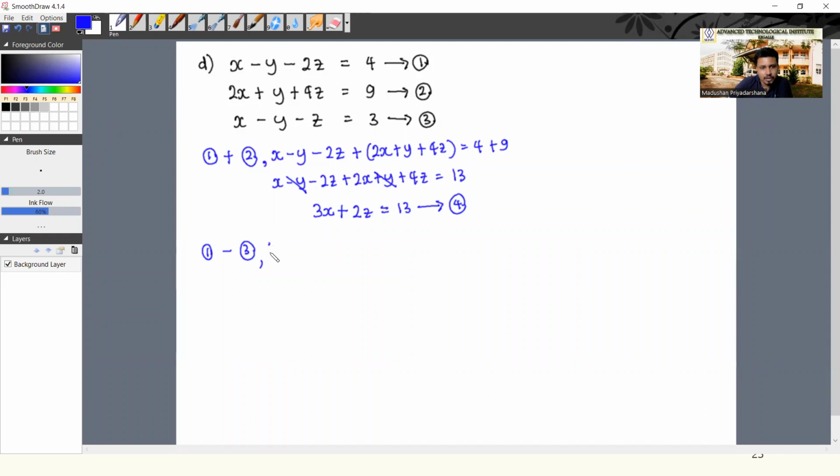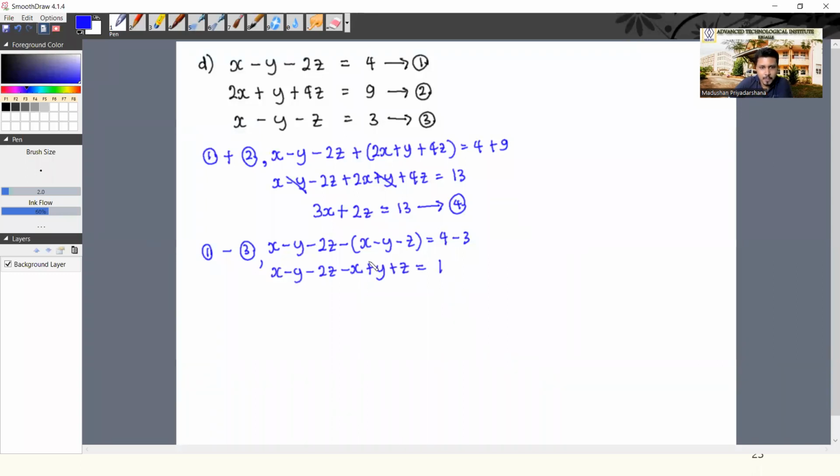Equation 1, x minus y minus 2z, from that we need to deduct the third one, x minus y minus z. It means equation 1 minus equation 3. x minus y minus 2z minus x, see, minus minus becomes plus, so plus y, minus minus becomes plus z, equals 1.